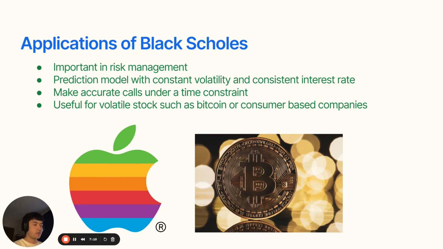And for companies with high volatility, like Bitcoin or consumer-based companies, it's especially useful if the prices tend to fluctuate. For example, the price of Bitcoin always seems to be changing by thousands of dollars every day. Or companies like Apple that are consumer-based can see a price increase in their stock during holidays or Black Friday especially.